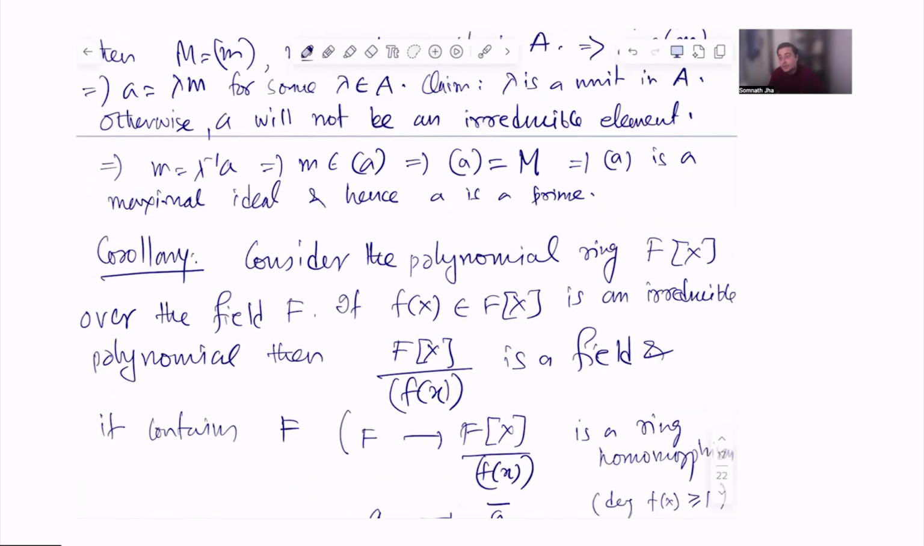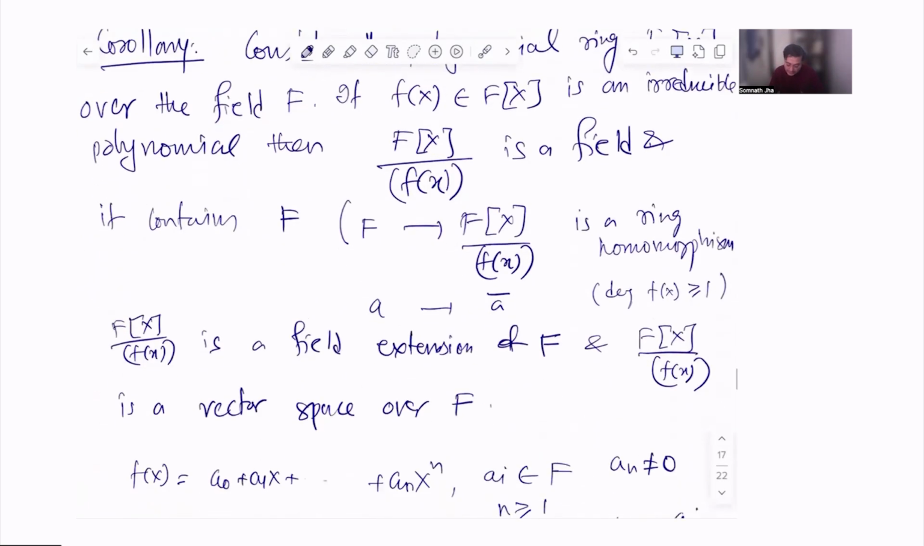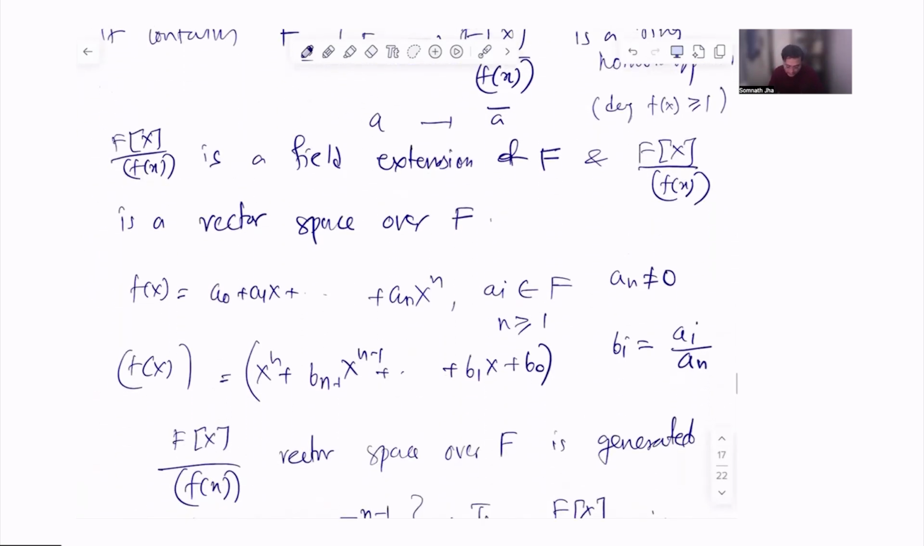So we saw that in a PID, every irreducible element generates a maximal ideal, and we apply this to the PID polynomial ring. Then you take an irreducible polynomial, and without loss of generality, we can assume it to be monic, that the highest degree coefficient is 1. And then you consider F[x] mod (f(x)). Since this is a maximal ideal, the quotient ring is a field, and there is a map from F to this field, and this map has to be injective because it's a non-zero map.